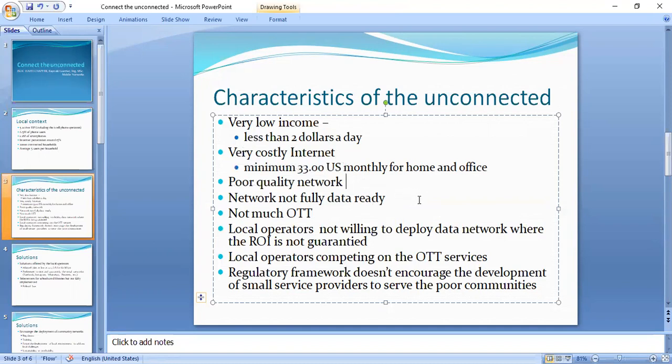Those networks are not fully data ready, because the main providers in Haiti are the two cell phone operators, Natcom and Digicel. Their networks were implemented mostly for voice, and now there is a paradigm shift where everything is going to data. So when you try to use OTT, over-the-top applications, it's very, very difficult.